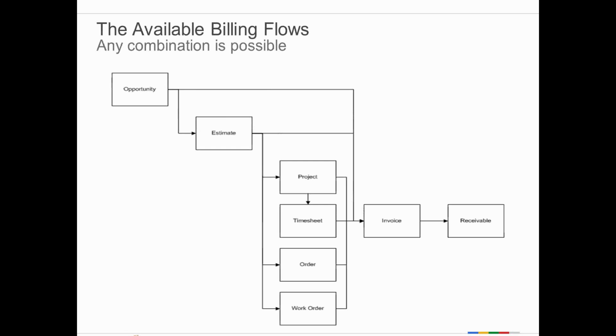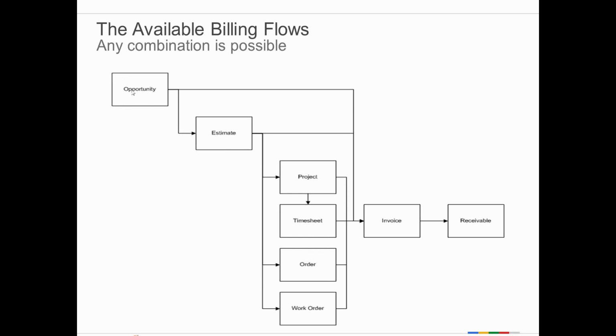All right, so the first step, talking about the available billing flows. One quick note is everything is completely flexible in the way that it works. You can start from a sale, which is a lead or an opportunity. I can go straight from an opportunity right into an invoice and build them right away. I could go to an estimate from there, or my opportunity can even launch a project or an order or something along those lines.